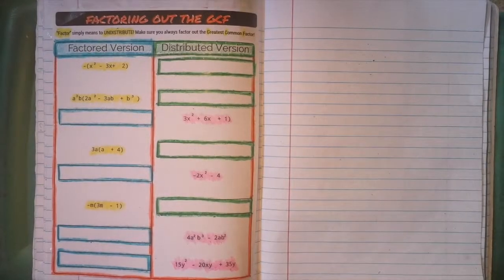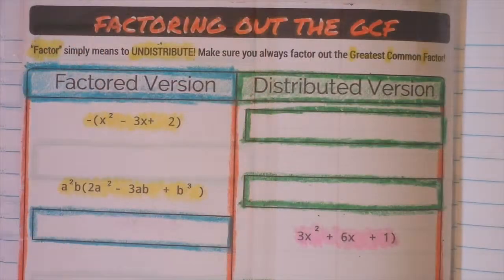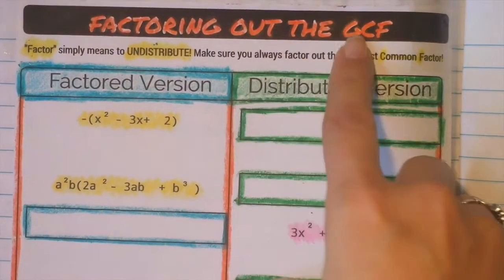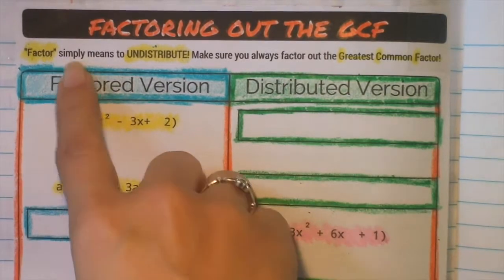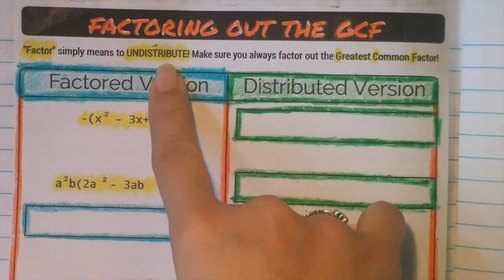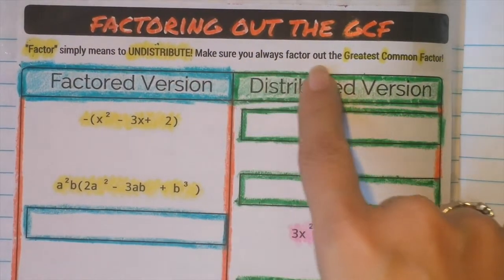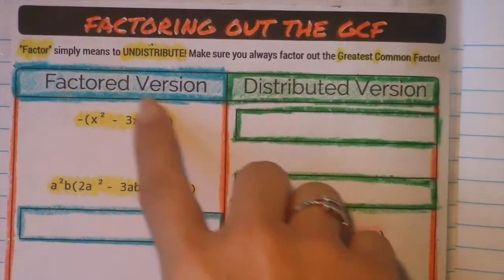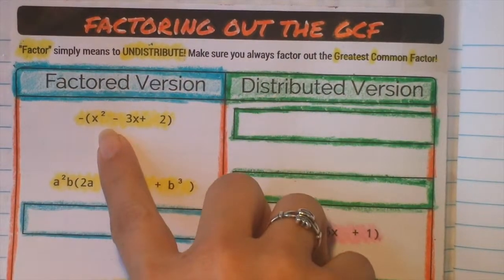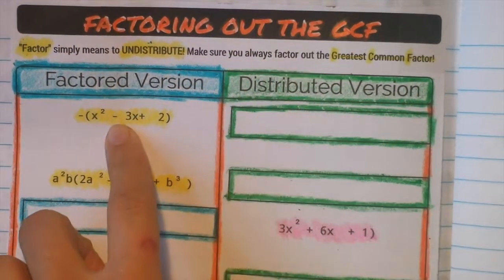We're going to take a look at factoring out the GCF. And all factor means is to undistribute, okay? Undistribute. So make sure you always factor the greatest common factor, which is the GCF. So the factored version is getting out of the house.